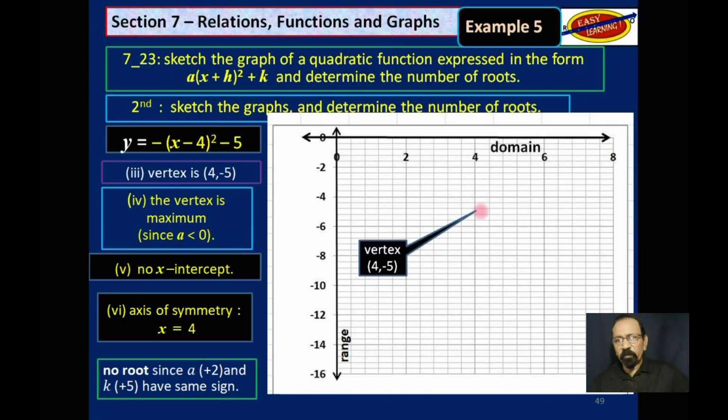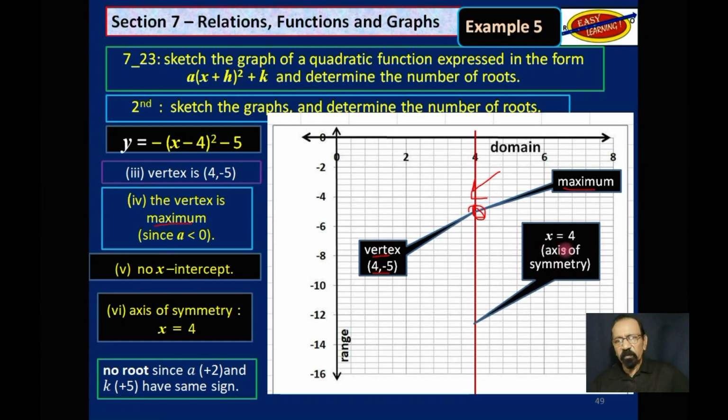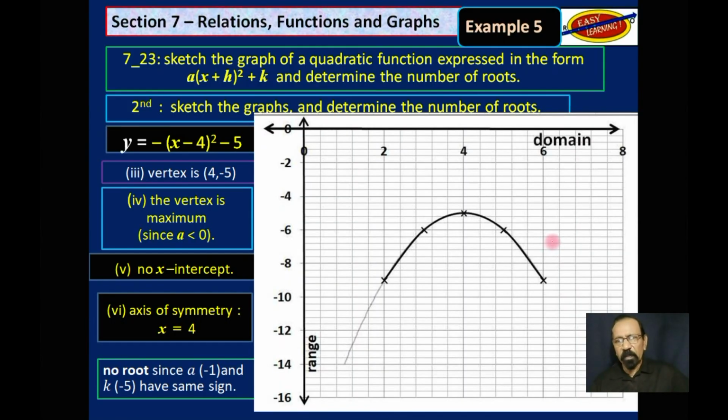So we know the vertex is here, (4, -5). We know that. We know its maximum. So that's the highest point it will reach. We also know the axis of symmetry. Well, if we didn't have those extra points, it would be difficult for us to plot this graph. But now that we went ahead and calculated 2 points on this side and 2 points on that side, we can plot the graph, which will look like this.